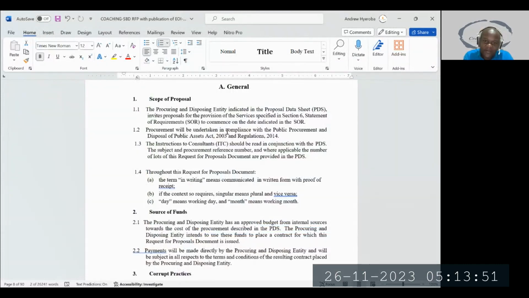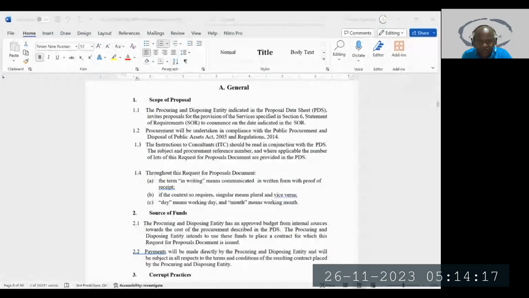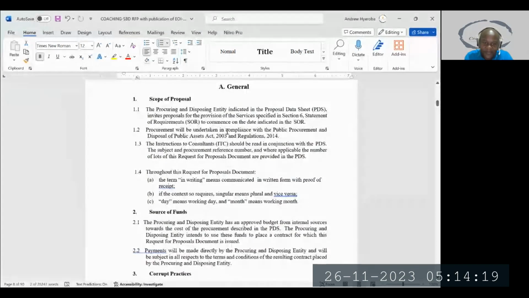There is what they call Statement of Requirements, SOR. There is also what they call ITC, which is instruction to consultants. Some people use ITB, instructions to bidders. So when you start hearing me talk about the PDS, the SOR, the ITC or ITBs, it shouldn't be something strange to your hearing.